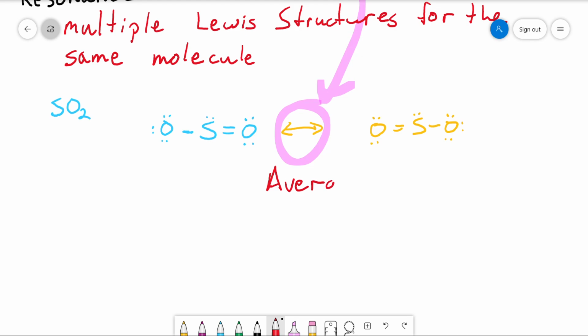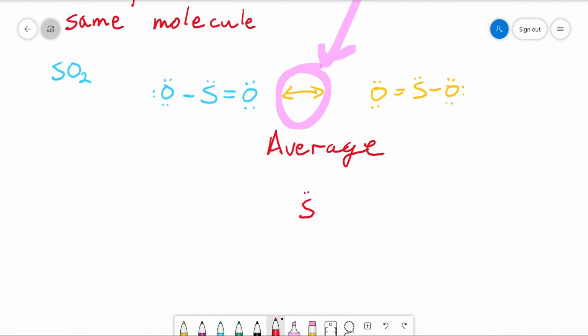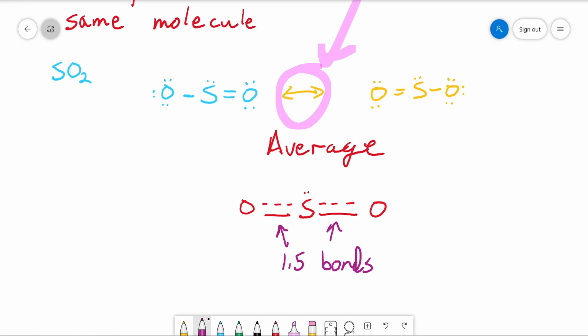So if we average them, what do we get? Well, it's very difficult to draw, which is why we don't typically draw it. But we get like this 1.5 bond, okay? Like I said, that's why we don't draw it. And I can't really draw the lone pairs there on the oxygens. Okay, so these are like 1.5 bonds. They're not a double bond and they're not a single bond.